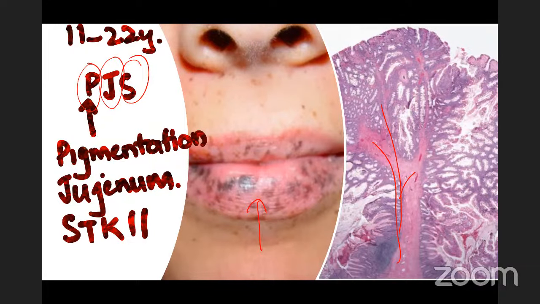Please remember, Peutz-Jeghers syndrome patients are not prone to colon cancers, but they can give rise to cancers in other parts of the body. One of the most common tumors that they cause is sex cord stromal tumors with annular tubules. That's a very common tumor, sex cord stromal tumor with annular tubules. So that is one of the very classical cancers caused by Peutz-Jeghers syndrome, which you should remember.